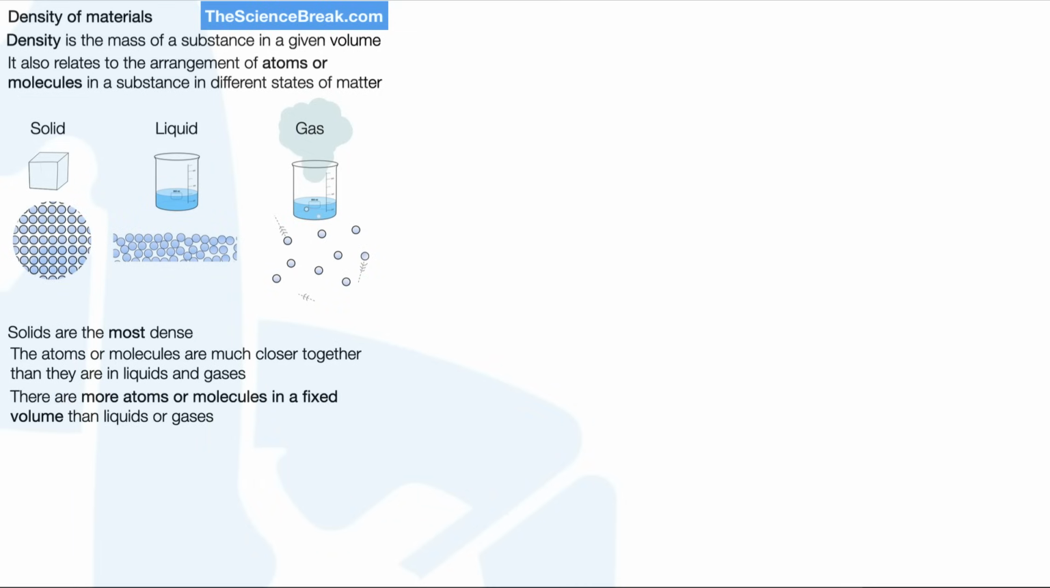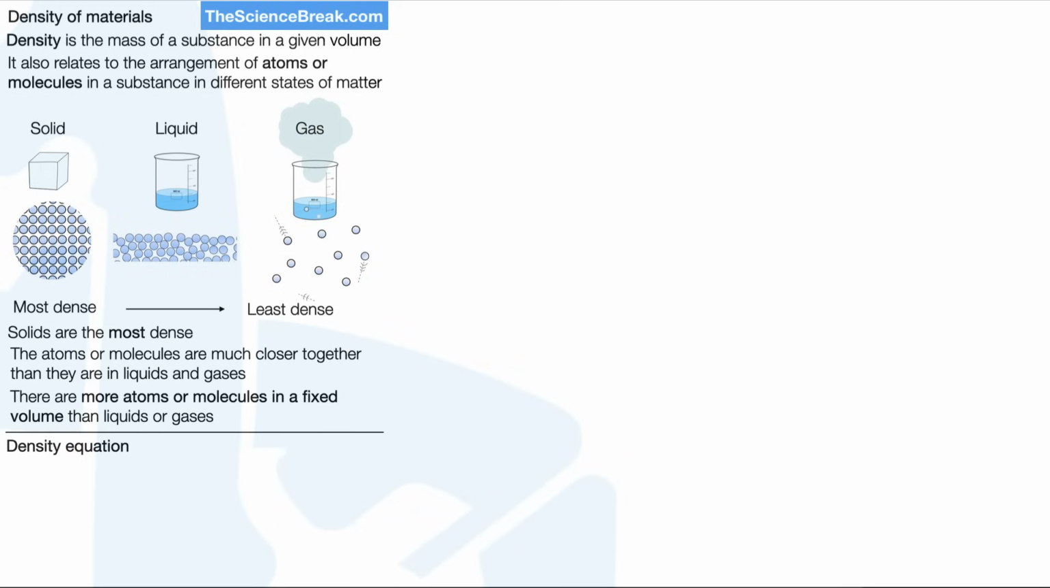And we can see that the solids are most dense. The atoms or molecules are much closer together than they are in liquids and gases. There are more atoms or molecules in a fixed volume than liquids or gases. So the most dense are the solids and the least dense are the gases.